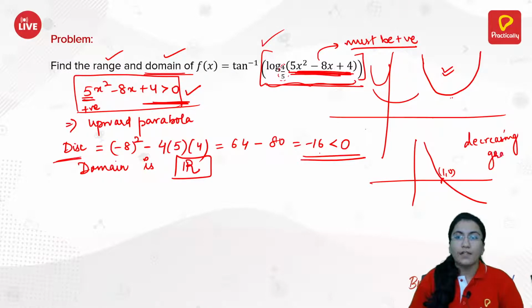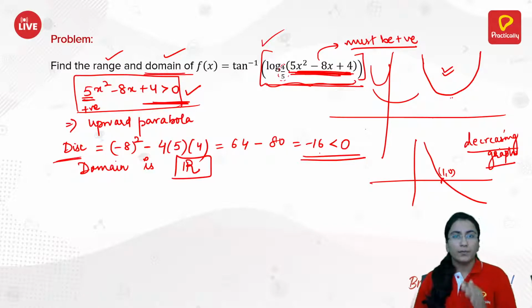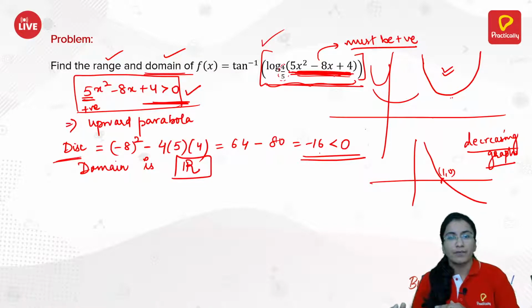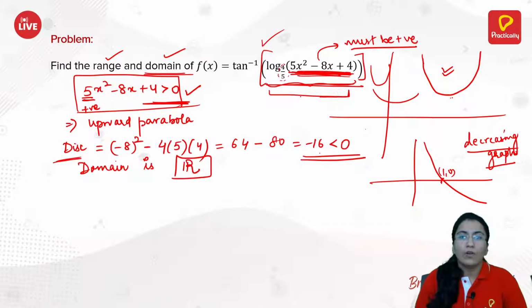If you have the base value less than 1, and if it would have been greater than 1, then definitely you would be having an increasing graph. But right now you are having the value of base as less than 1. That means you are having a decreasing graph. Now as you are having a decreasing graph, you need to check for this input value, what is its minimum value and what is its maximum value. That will give basically the minimum and maximum value of this function which is inside the tan inverse x.